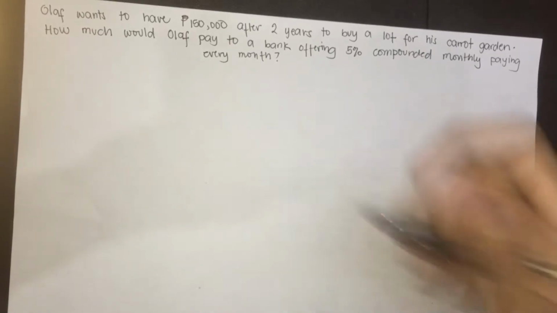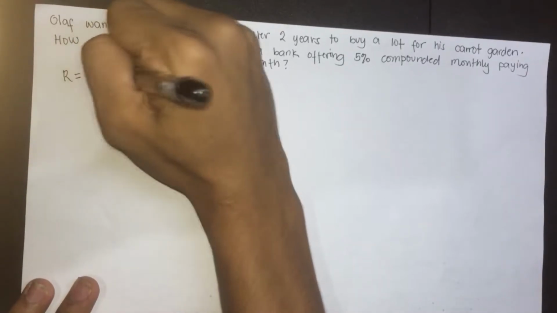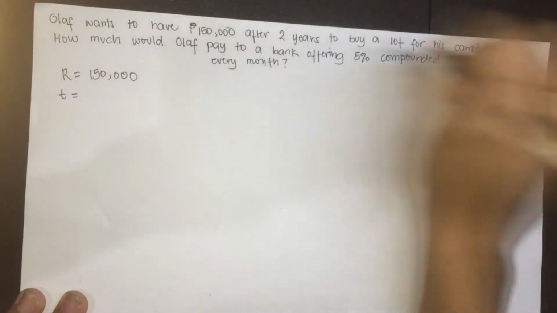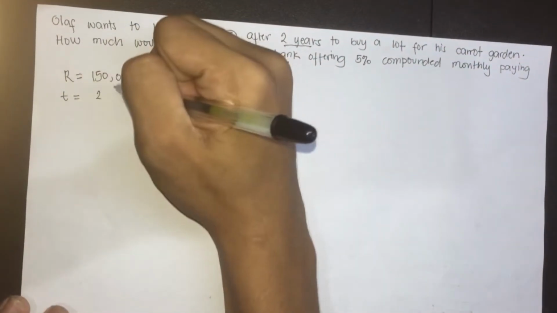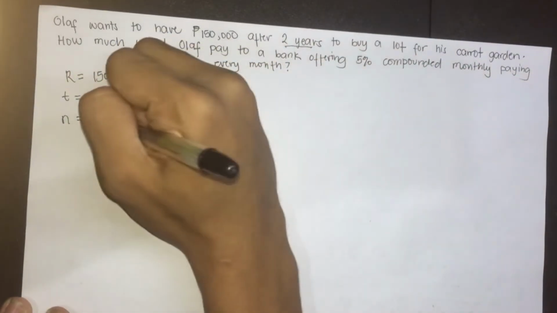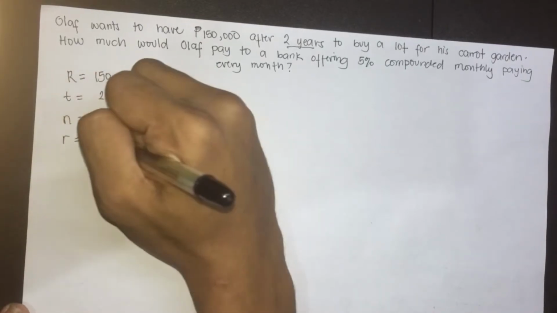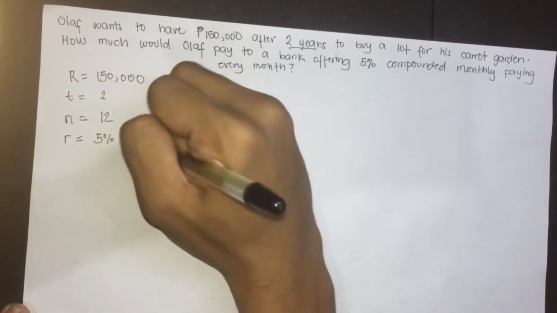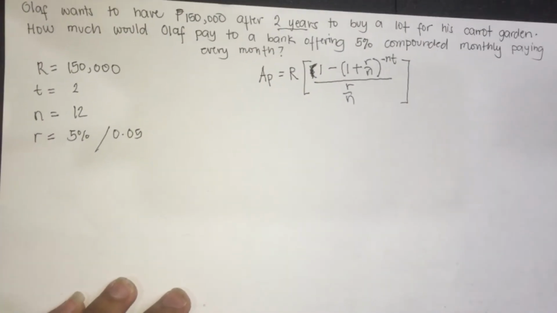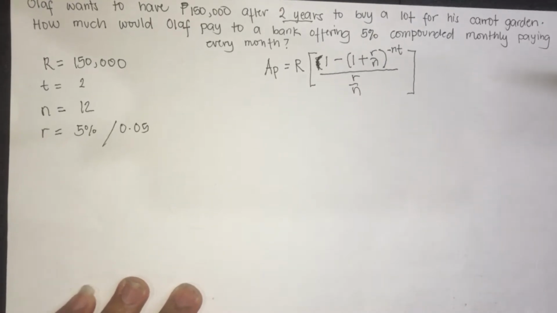So we have our given here, big R, which is 150,000. Our time, which is 2 years, and our n is compounded monthly, so it is 12. Then lastly, our small letter r, which is our rate, 5% or 0.05. So since we're finding its present value, we have here the formula of present value of simple annuity.